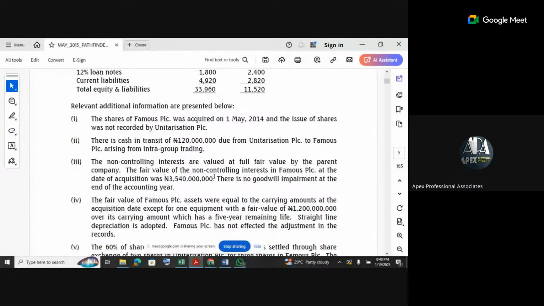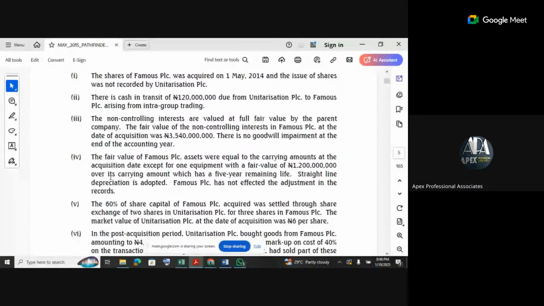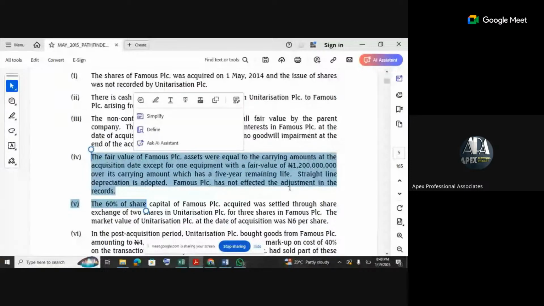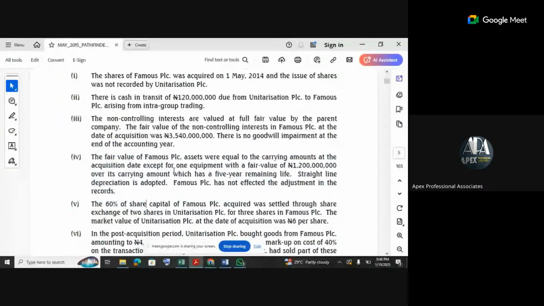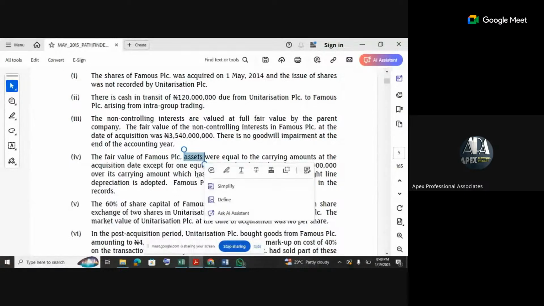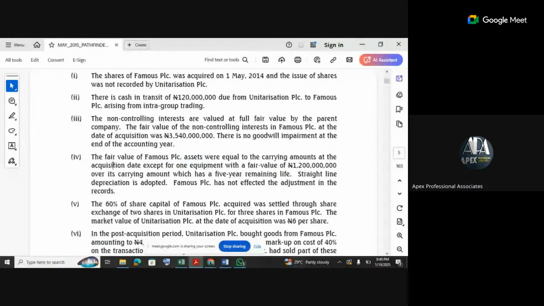The fair value of the non-controlling interest is this. How do I know that you are supposed to add this one? They said that Famous PLC has not effected the adjustment in the record, and we are talking about an asset. Remember that this is a net asset list. They are saying the net asset value has changed, but it is not affected in their books.